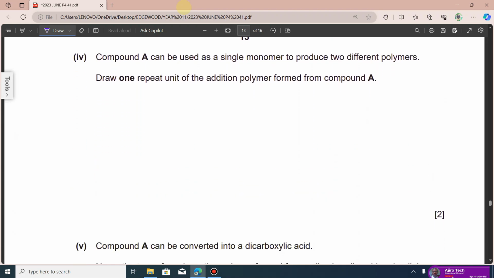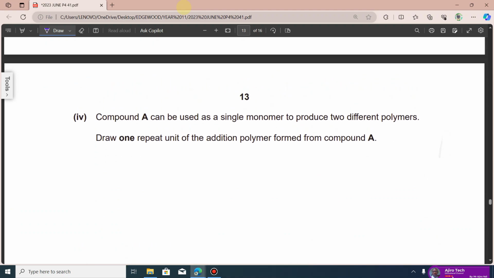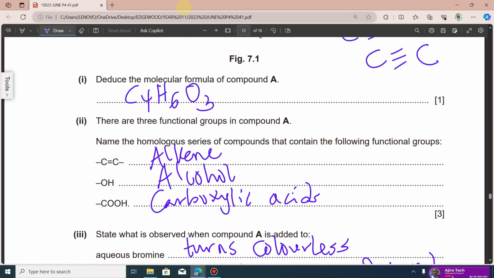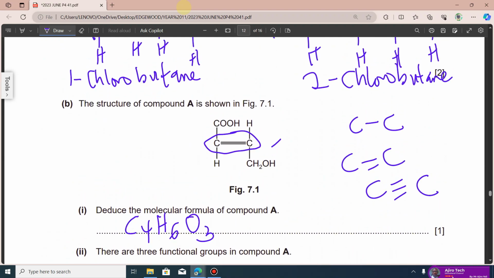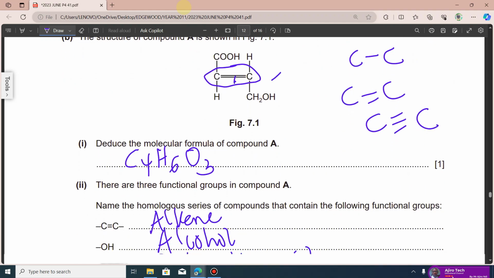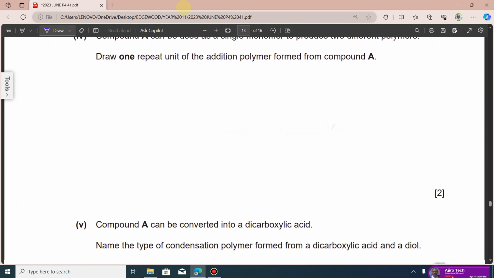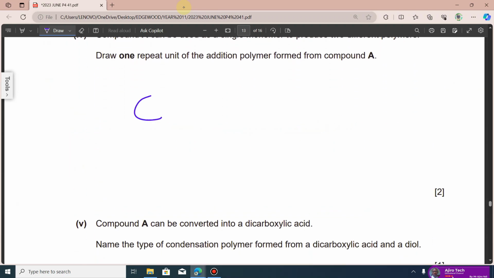Okay, so the next question. Compound A can be used as a single monomer to produce 2 different polymers. Draw 1 repeat unit of the addition polymer formed from compound A. So if you look at compound A, remember that this is an alkene, which is now a monomer. So when it becomes a polymer, what happens is the double bond breaks. So we're going to have single bonds in this case. So the repeat unit is going to be something like this. So this double bond breaks into single bonds.